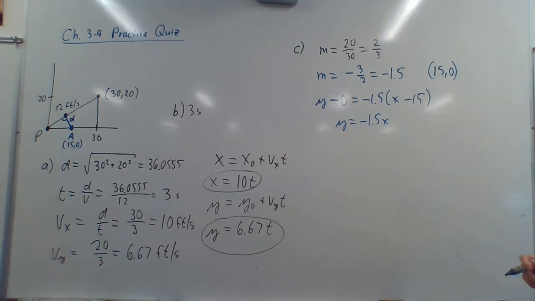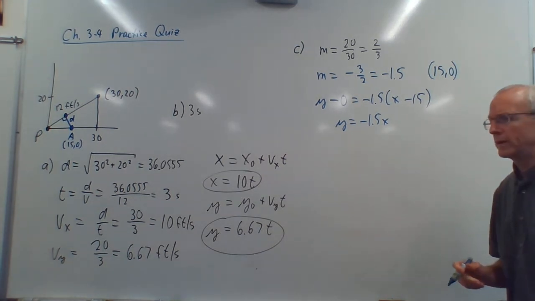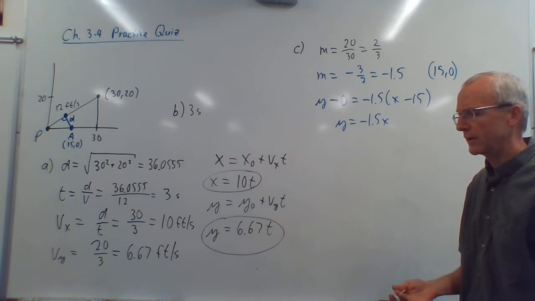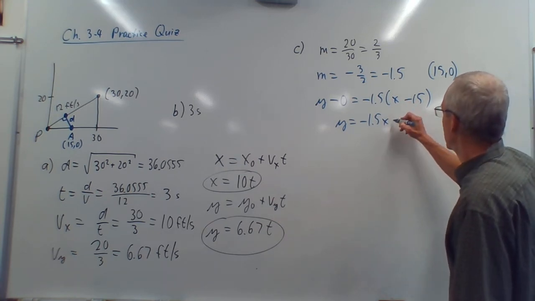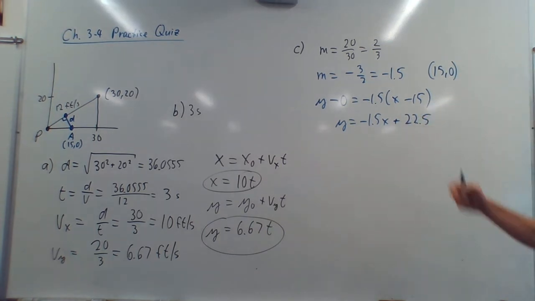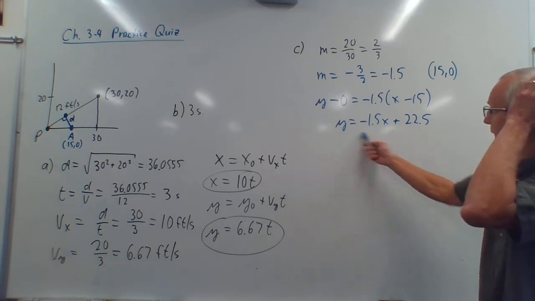What's 1.5 times 15? One times 15 is 15. Half of 15 is 7.5. So 22.5. See, half of 15 is 7.5, plus 15 is 22.5. Yeah, I think I did that right. Okay, so that is the blue line.